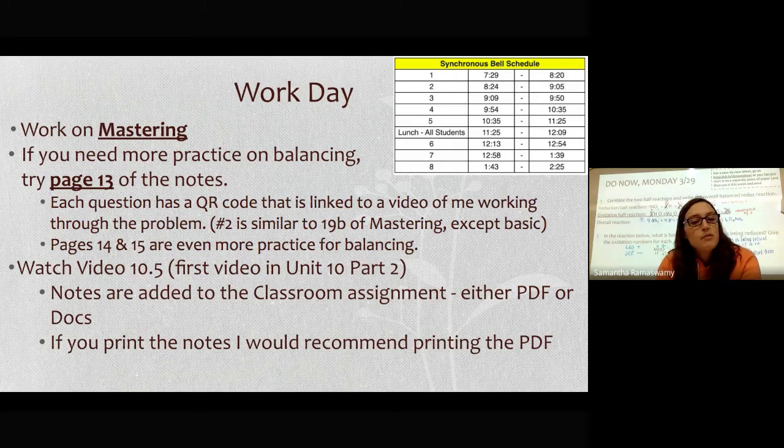And then once you're done with Mastering, you'll watch video 10.5. The notes are added to the classroom assignment. So I have the PDF and the Google Doc version. If you print the notes out, I would recommend printing the PDF. Sometimes when you print the Google Doc, it gets a little weird. I put the Google Doc there so that if you want to just type your notes, you can. Most people will probably choose to print them. It's really up to you. So the doc is there in case you want to just type your notes, but if you want to print them out, use the PDF, or you can take notes by hand, right? Either way.